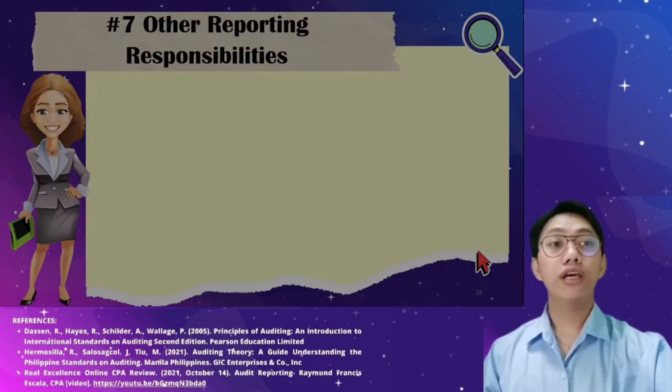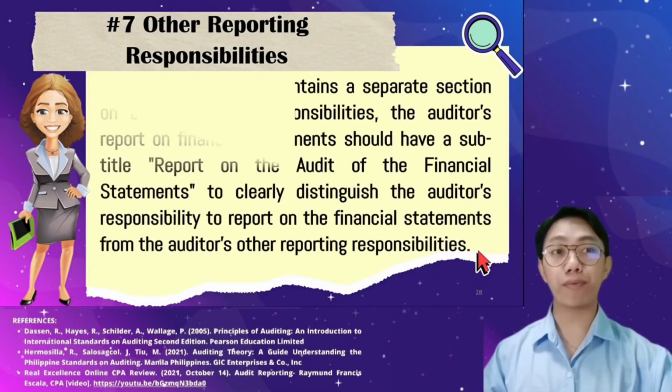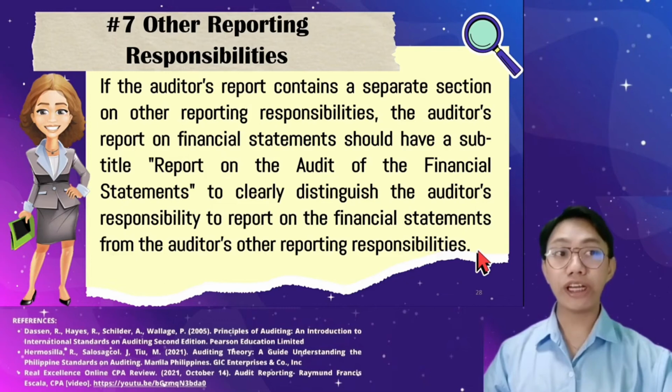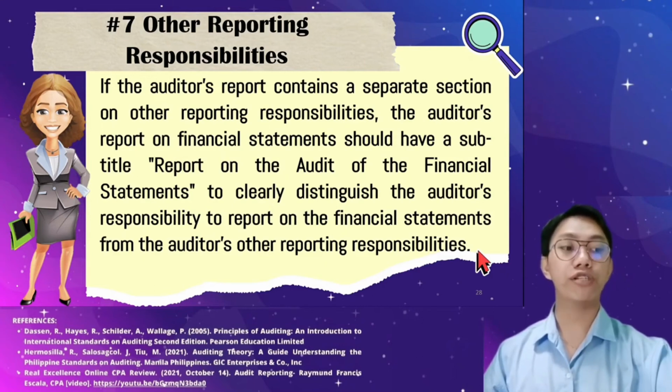And then, if the auditor's report contains a separate section on the other reporting responsibilities, the auditor's report on financial statements should have a title, Report on the Audit of Financial Statements, to clearly distinguish the auditor's responsibility to report on the financial statements from the auditor's other reporting responsibilities.